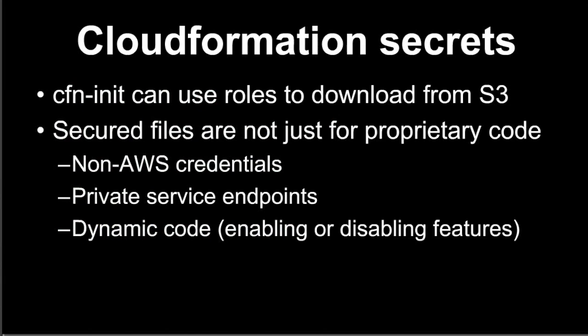So the next question was about CloudFormation secrets. How can I securely manage secrets of my application, perhaps user credentials for the database? You can use CFN Init to use roles to download files that are in a private bucket. So you could have a private bucket on S3 and assign access to that bucket to a specific role. And then you can assign that role to your EC2 instances so that the instances that should have access to that file can download that file and parse it and use it in the application.